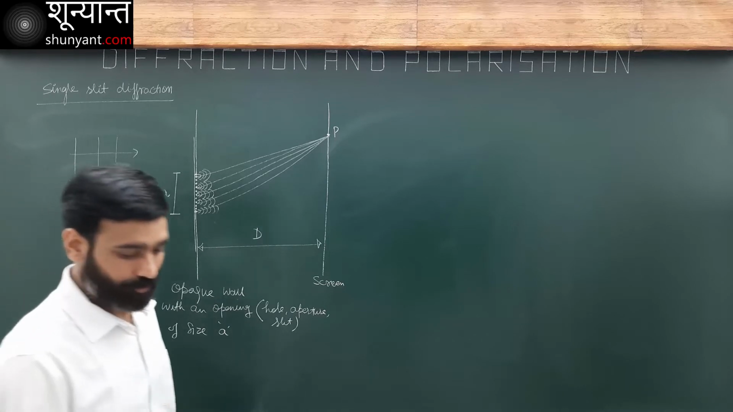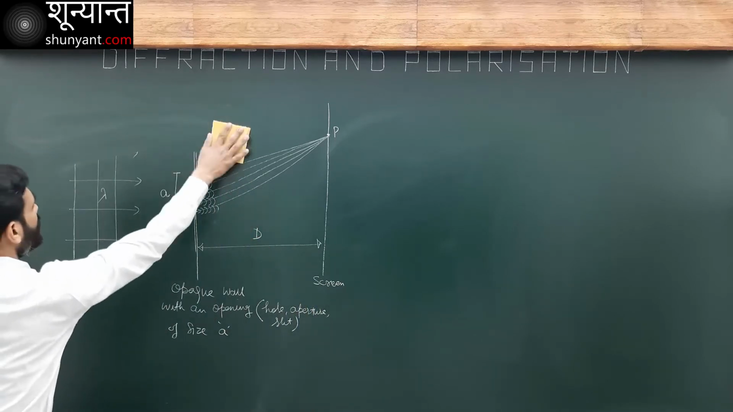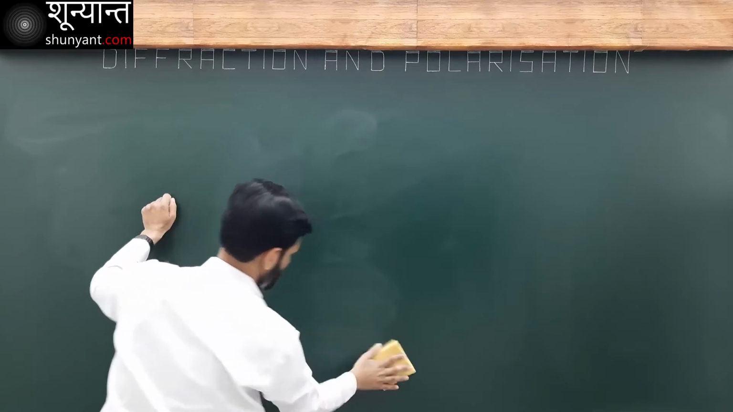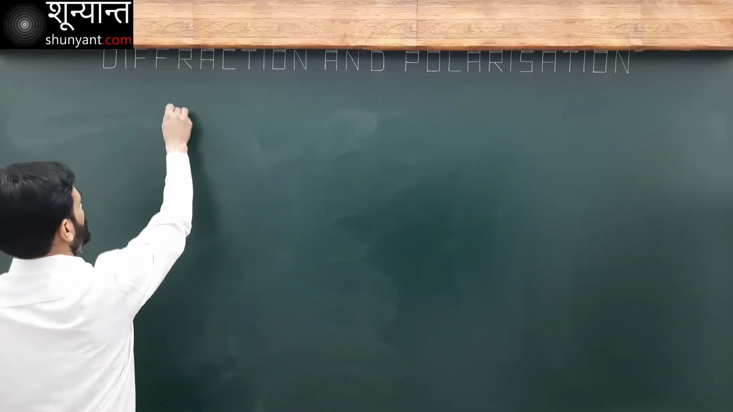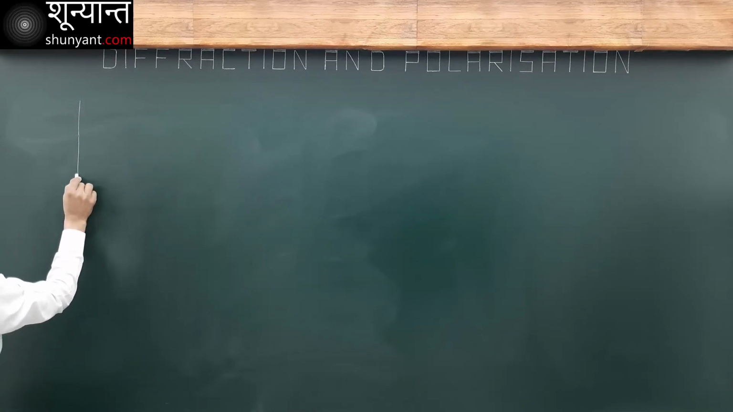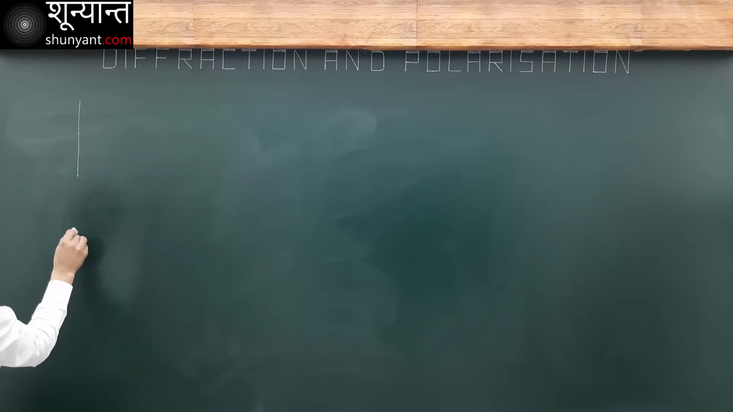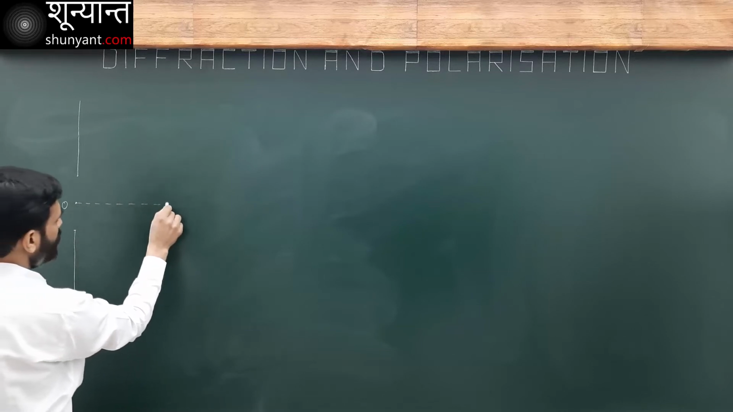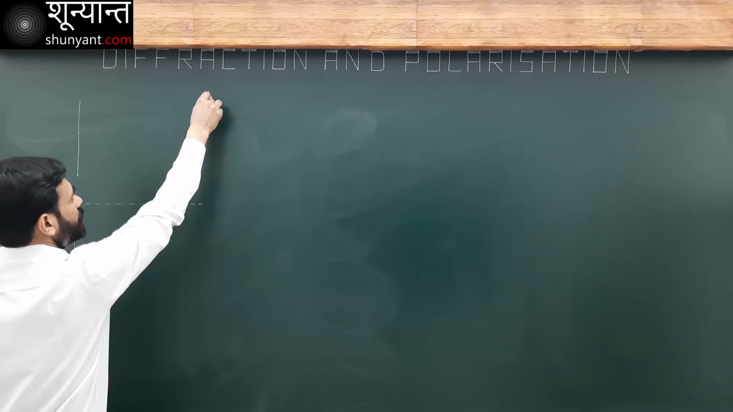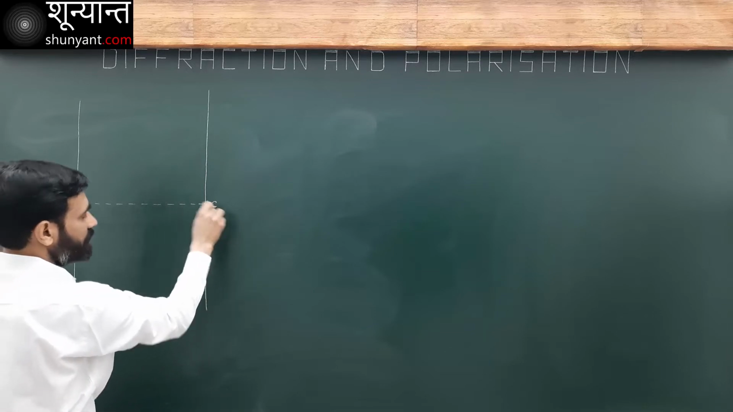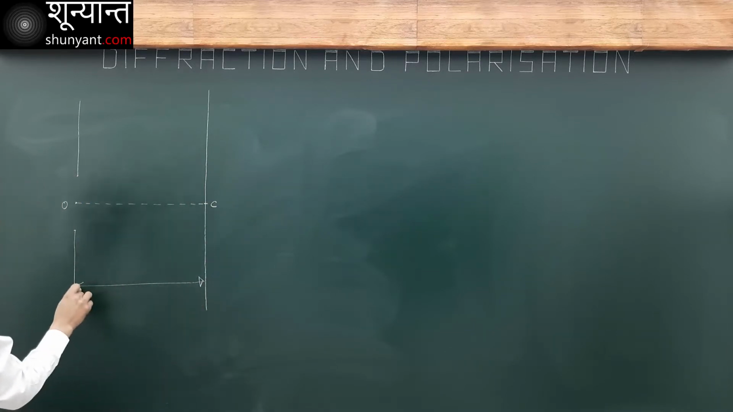Let's see how to handle this. I'm drawing this figure here. This is my aperture. This is the middle point of the aperture, let's say it is O. In front of this middle point, I have the center of the screen. Let me call it C. This distance is capital D.